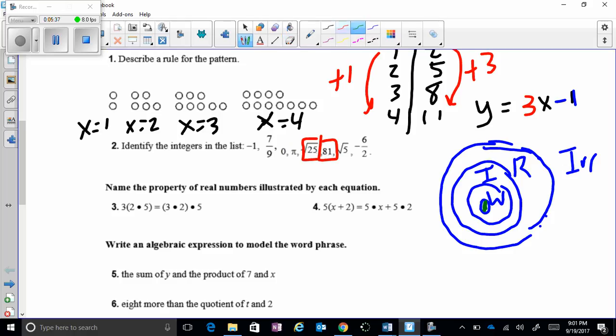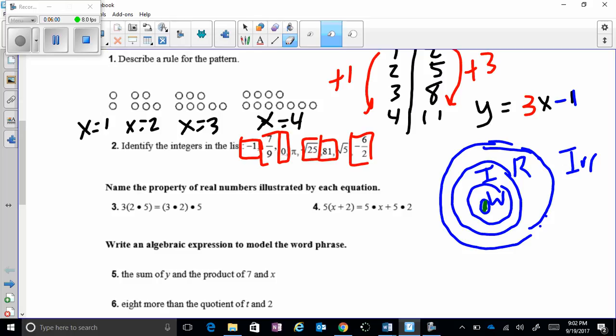And if the question said, what are the rationals? Okay, well, rationals is everything that's not irrational, so that's a lot. So that rationals would include your fraction, right? Pi is irrational, so is the root of 5, because the root of 5 is a decimal that goes on forever. So those would be all your rationals.